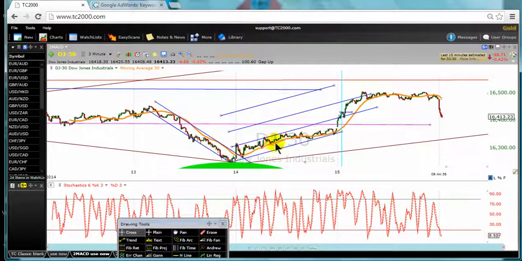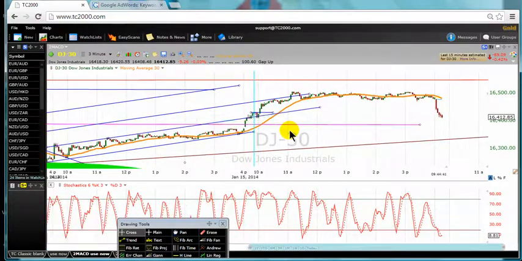So this is what we were doing yesterday. You can see I was telling the traders we are bullish. And as the market did open yesterday, I entered a trade here.